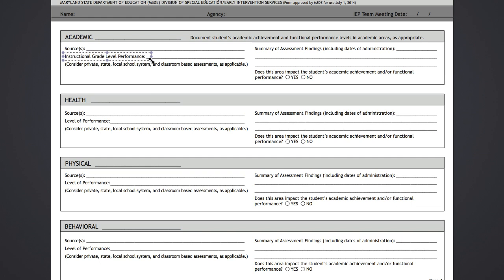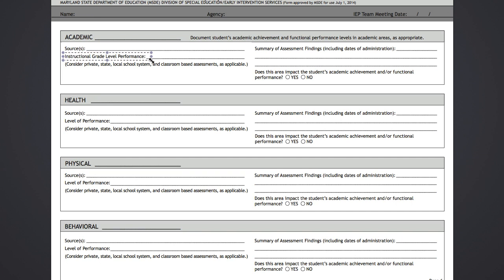Although a student's performance may not be on grade level, it's important to remember that the student will continue to receive instruction in grade level content. So examples of things that you may see in instructional grade level performance: you may see a grade equivalent or an age equivalent in some cases, depending on the skills or the age of the child.